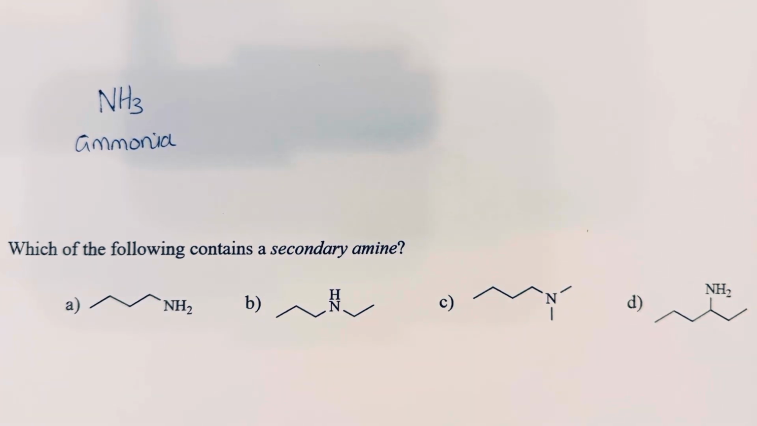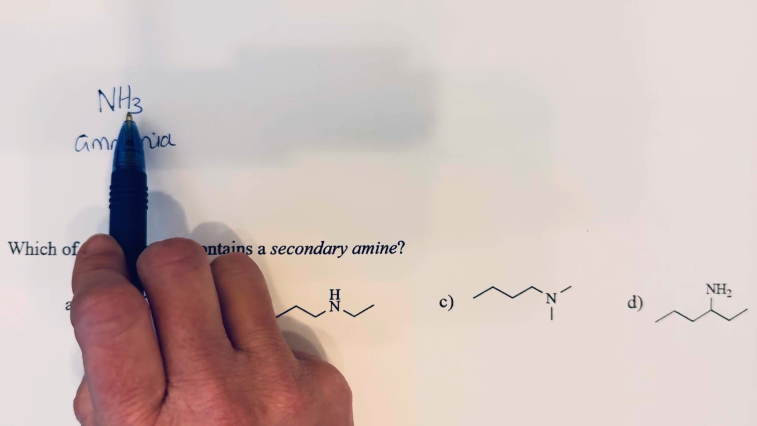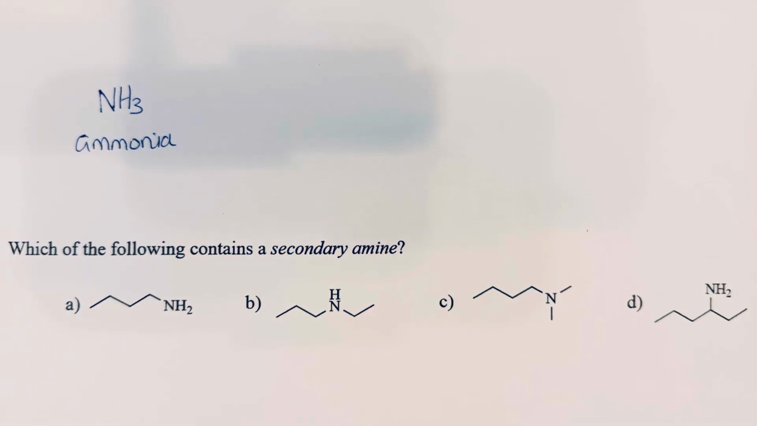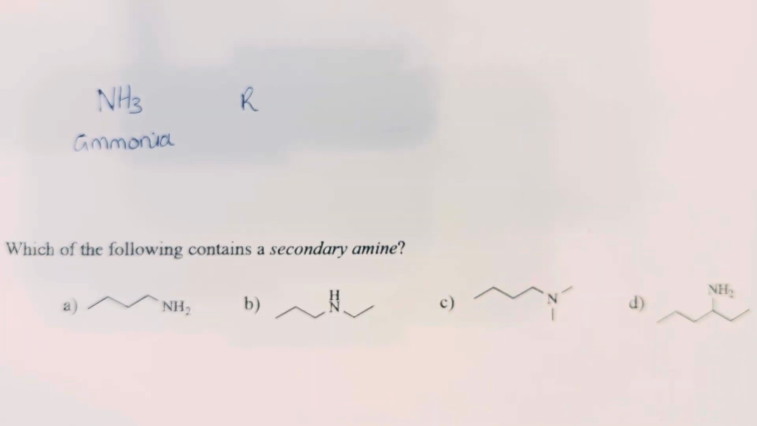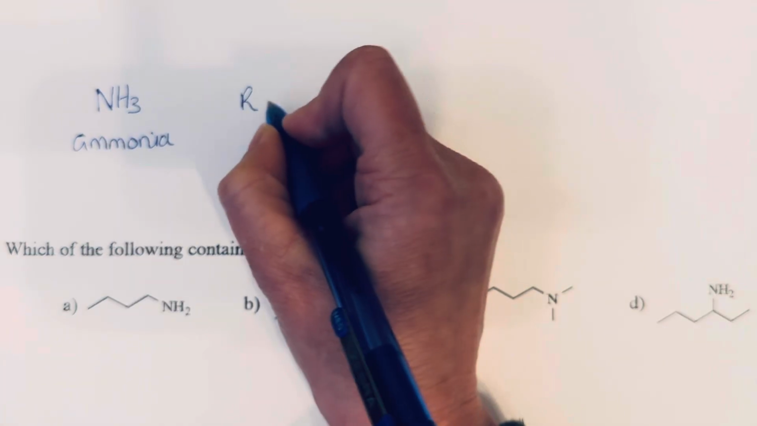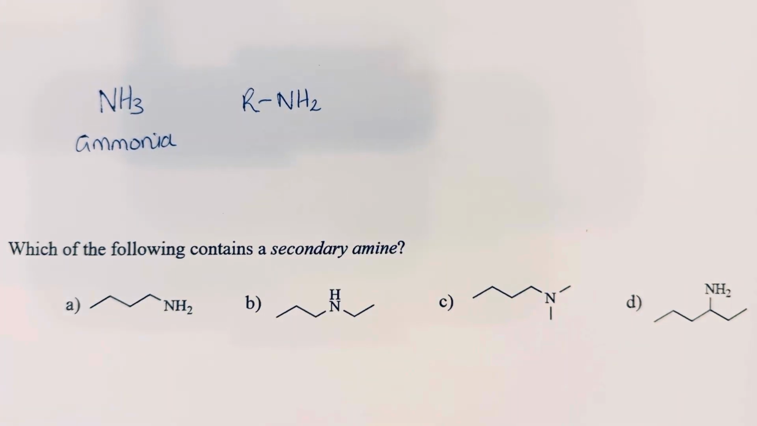And a molecule could still be classified as an amine even if one or all of those hydrogens were replaced with carbon groups. So if we replace one of those hydrogens with a bond to carbon, and I'm going to use R for a generic carbon group, we would have a molecule that looks like this.